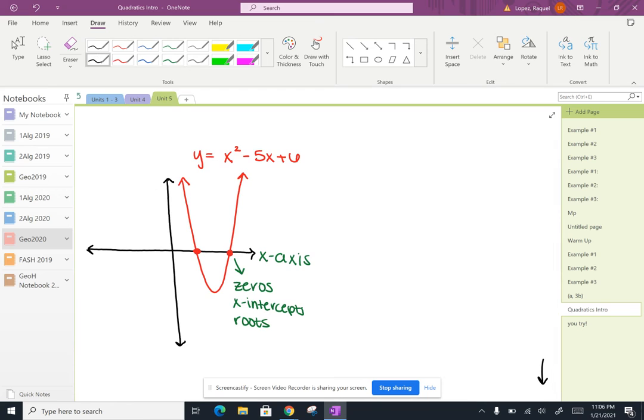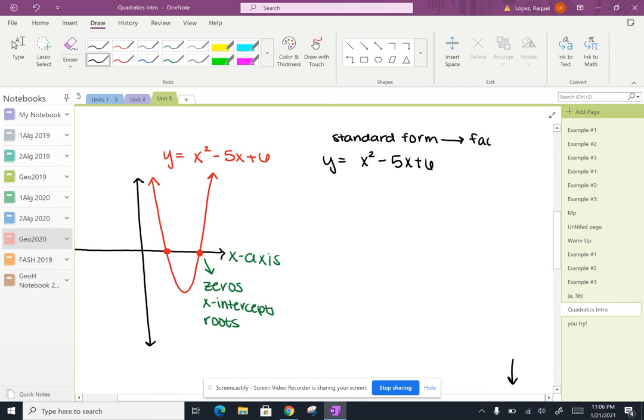So we know that this quadratic has the equation y equals x squared minus 5x plus 6. This is an equation written in standard form. In order to figure out what the coordinates of these points are, we have to factor our standard form equation. So we have to go from standard form to factored form. Factored form tells us exactly what the x-intercepts of our parabola are.